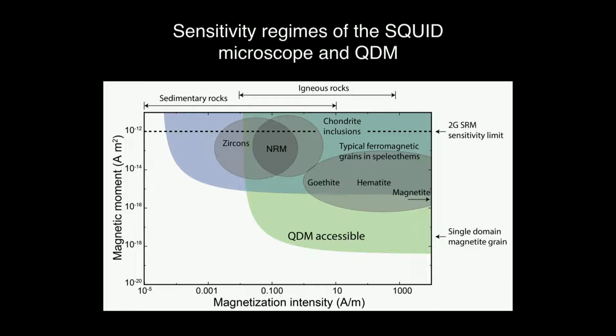So these are NRMs of chondrite inclusions, which are generally pretty strong. Zircons over here. I'll talk about some other weak sedimentary rocks later. So in this case, you have to be kind of careful if you're going to try to use the QDM, because not every natural rock is in the sensitivity range. The SQUID microscope, however, is pretty good about all these lithologies.